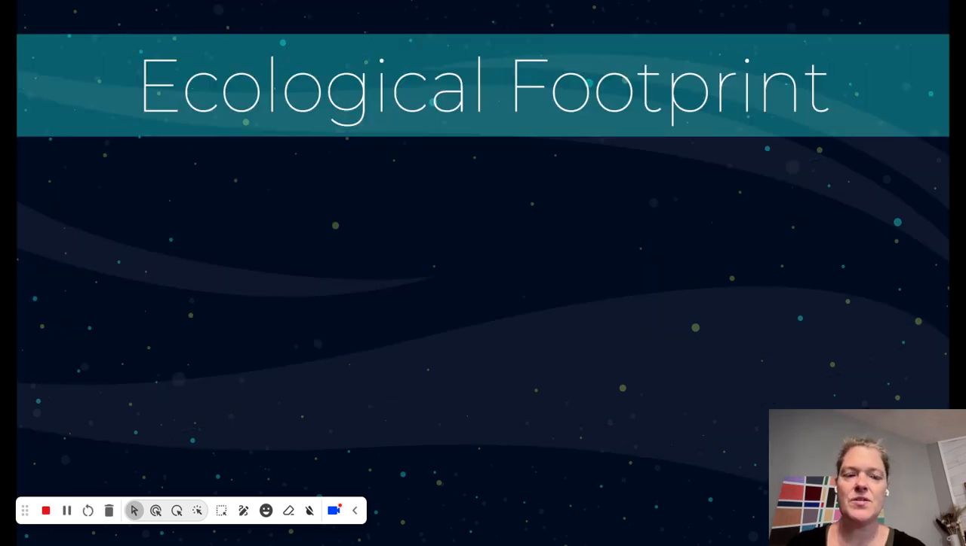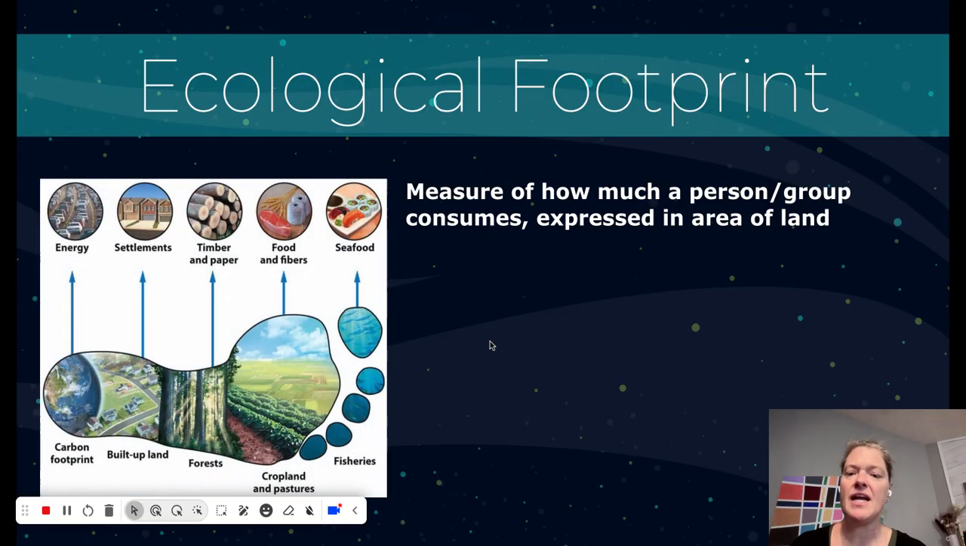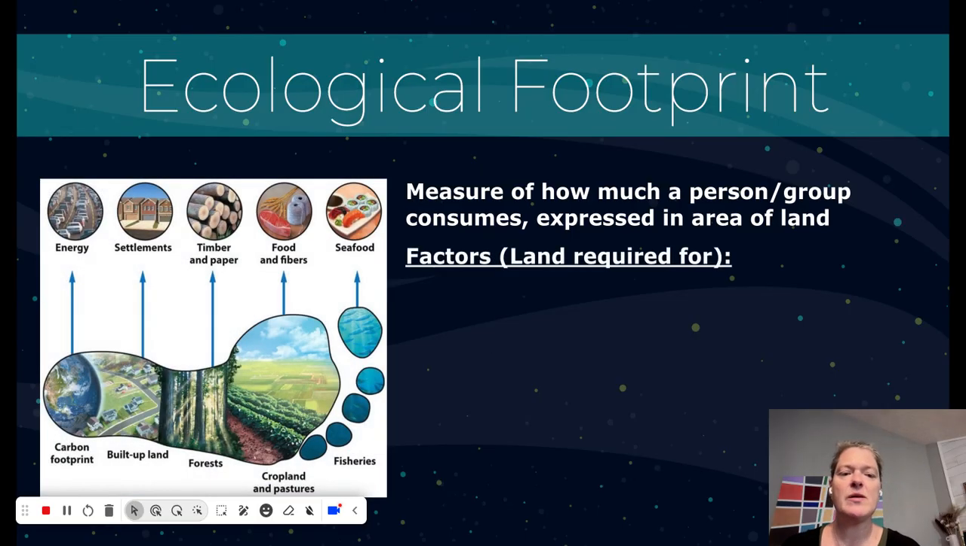Okay, so these notes are going to be 5.11 ecological footprint, and let's go ahead and get started. Ecological footprints are the measure of how much a person or group consumes, and it's expressed in an area of land. So, some of the factors that this land is required for is food production.